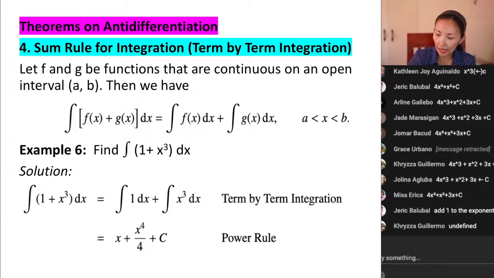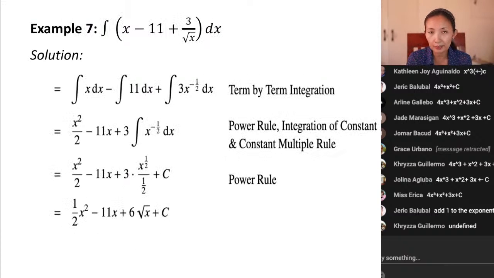Then you can simply rewrite this as the integral of 1, which is a constant, plus, because the operation between them is plus, the integral of x cubed dx. So, term per term, use the constant rule for number 1. So, 1x or x. And then the power rule for number 2, x raised to 3 plus 1 over 3 plus 1, or x to the 4th over 4. Do not forget to include the arbitrary constant c. Next, example number 7.